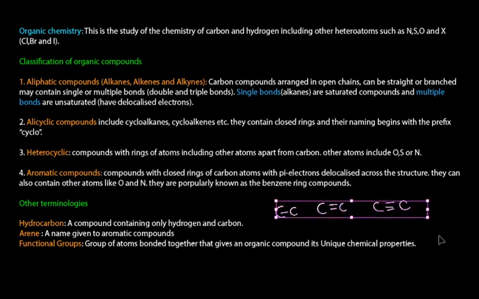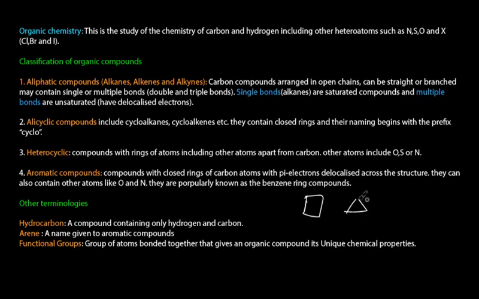Now the second group of organic compounds is alicyclic compounds. You may see in an organic textbook something like this, or something like this. Please never in your life as a science student or a scientist say this is a square or this is a triangle, because it is not. In organic chemistry, this is cyclopropane and this is cyclopentane.